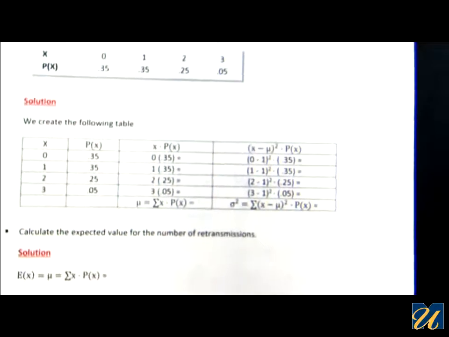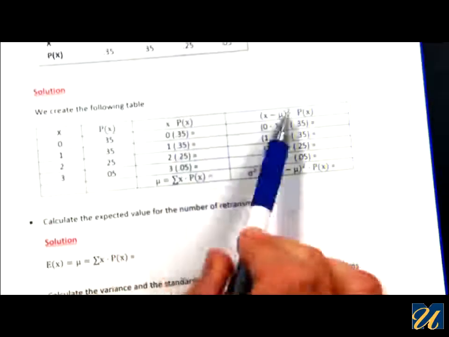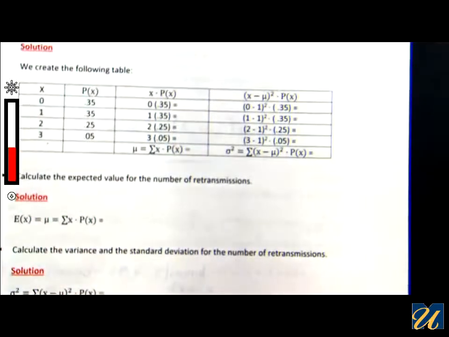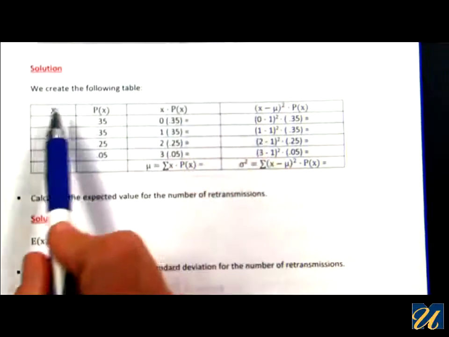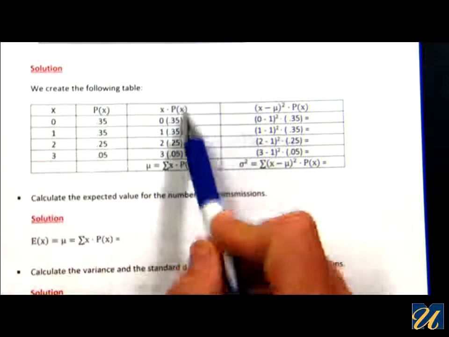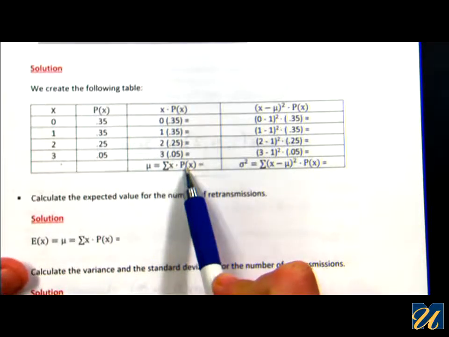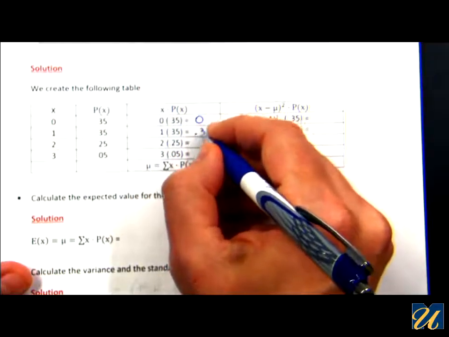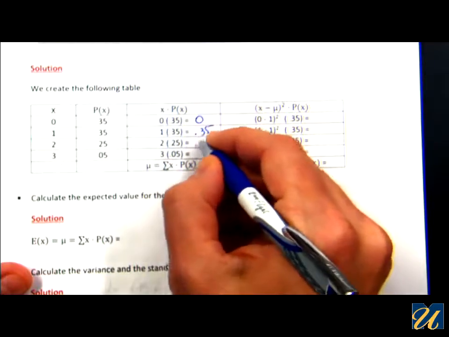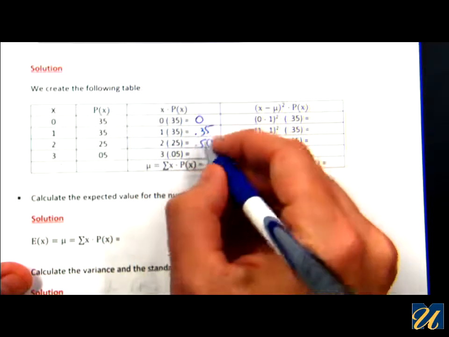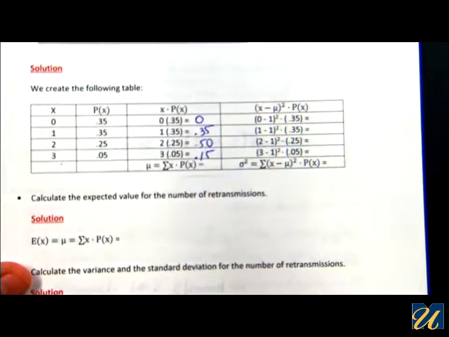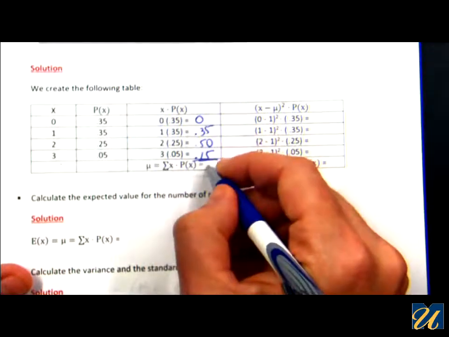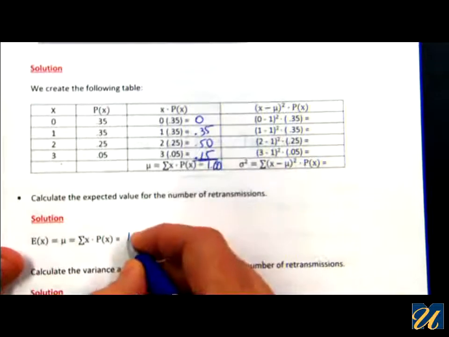So, starting off with the expected value, we create our table. We have x and we have the corresponding p of x. All I need to do is take the product of the 2 columns and at the end add them to find the expected value. So 0 times 0.35, 0, 1 times 0.35, 0.35, 2 times 0.25 is 0.5, 3 times 0.05 is 0.15. So I add them all, and in this case, the expected value happens to be 1. So this will be 1.